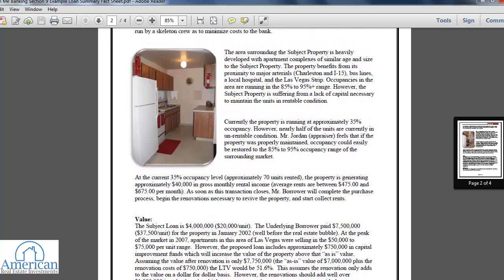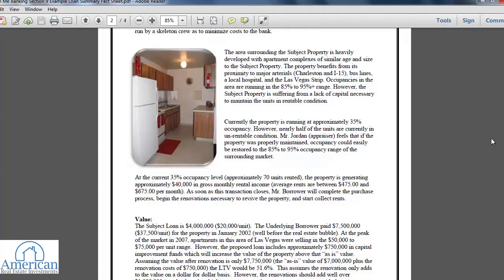And that's all detailed in the additional comments section. Our borrower, John Borrower, recognized that this was a diamond in the rough type of property because it is currently being rented out at 35% occupancy. So only 70 of the units out of the 200 are even rented out right now. Half of them, 100 of the units, are in such bad shape that they can't even be rented out. So no wonder this property wasn't bringing in enough money to pay its bills.